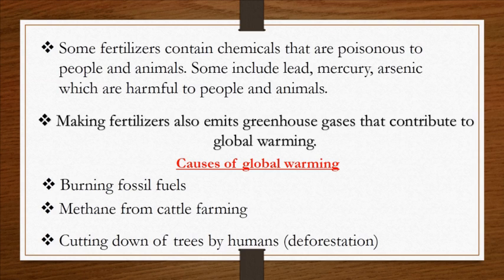What are some of the causes of global warming? One, the burning of fossil fuels, the methane from cattle farming, and the cutting down of trees by humans. This is deforestation.